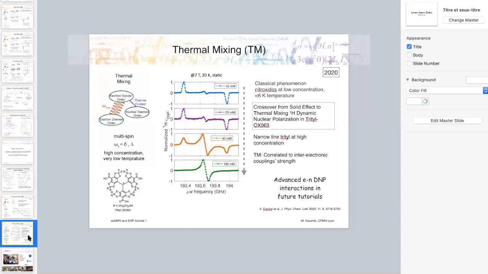Does that answer your question, John? Yeah, I just, some of us like to swim against the current and go down to lower and lower fields, and it seems sort of naively that thermal mixing would actually become very efficient in some of those cases. It is efficient at low temperatures. I don't know about low magnetic fields. Yep. Thank you.